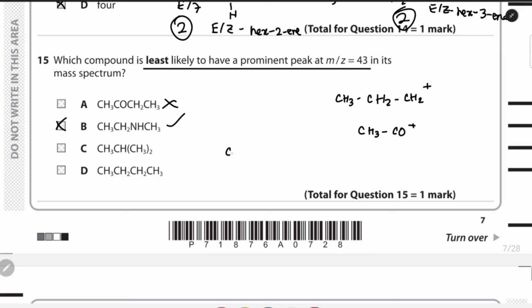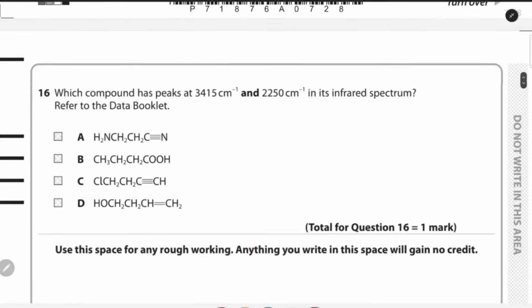In this case, we have a CH3, 2. So if I draw the structure, we have CH3, CH, and we have 2 CH3 on either side. If I break the bond over here, we get 15 plus 13 plus 15. This adds up to be 43. So this is not C. And in option D, we have a CH3CH2CH2 here, which has a peak at 43. So B is our answer.